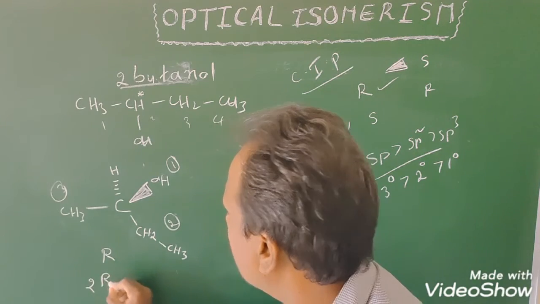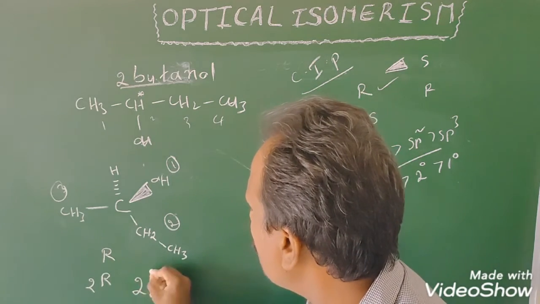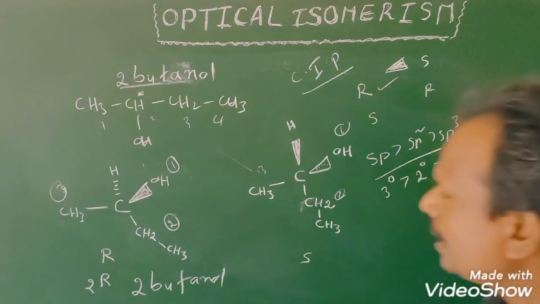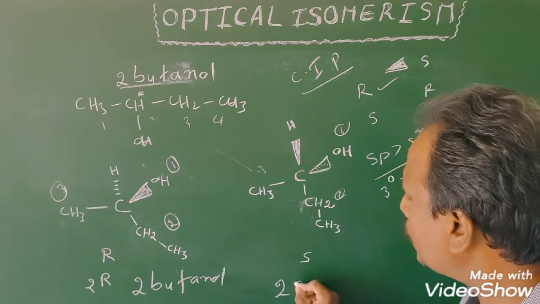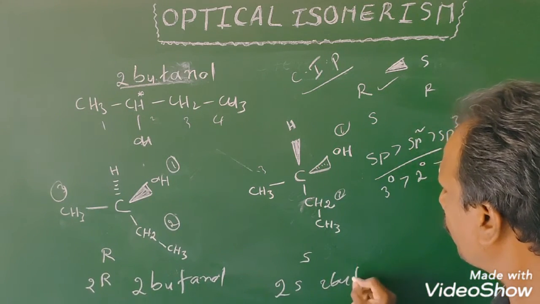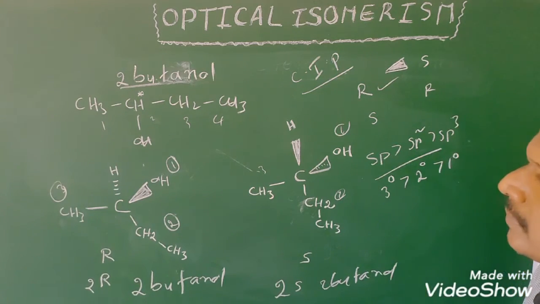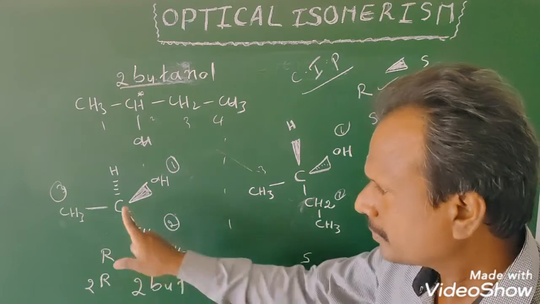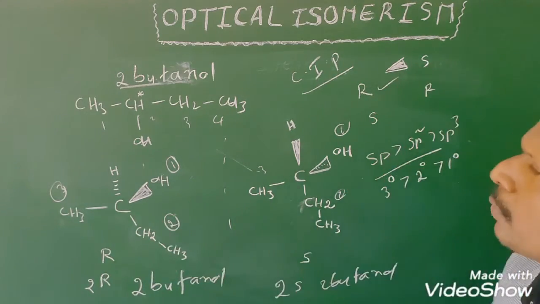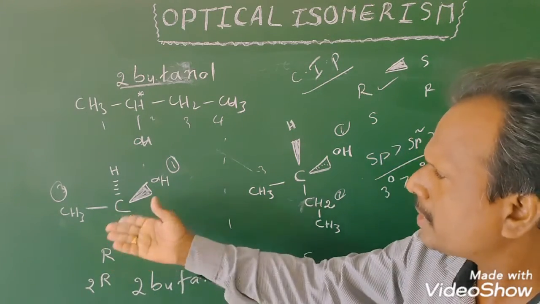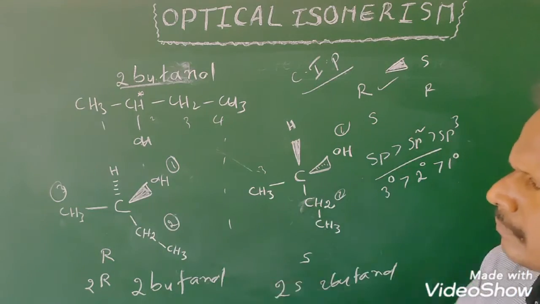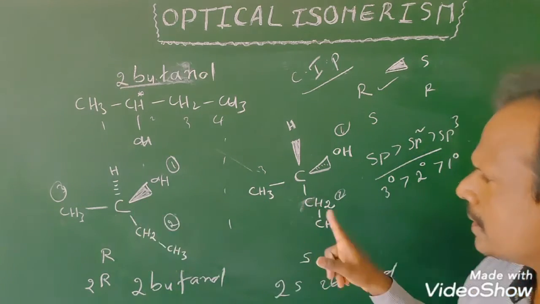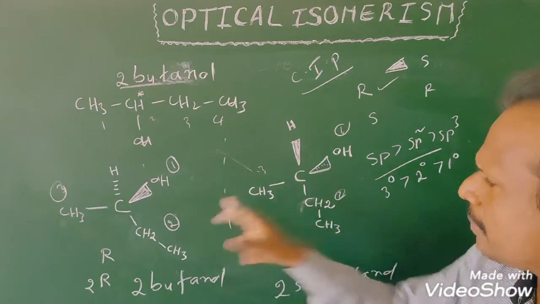The second carbon has R chirality. Its structural name is 2-butanol. So its complete name is 2R-2-butanol. The other one's complete name is 2S-2-butanol. These two are mirror images, and both are optically active because of the presence of a chiral carbon. That means this molecule does not carry a plane of symmetry or center of symmetry. So I have a mirror image, and this is its mirror image.